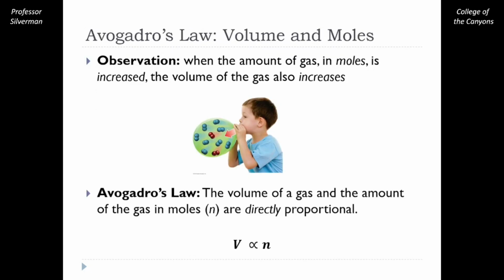Our next simple gas law starts to involve our last property of gases, moles. Our observation is that when we increase the amount of gas, the volume also increases, assuming that we are not changing the temperature or pressure. This is known as Avogadro's law, our same Avogadro. And the trend here is that these are directly proportional. If you change your volume, your moles is also going to change in that same direction.